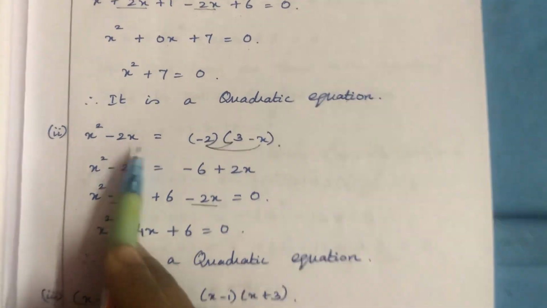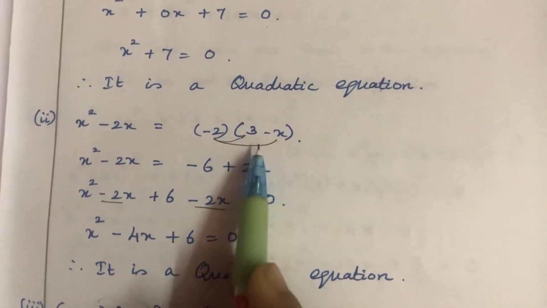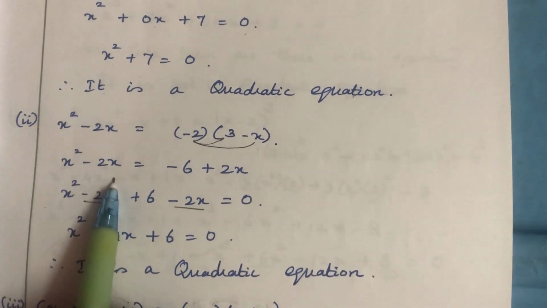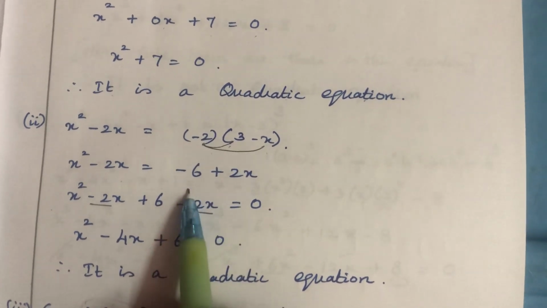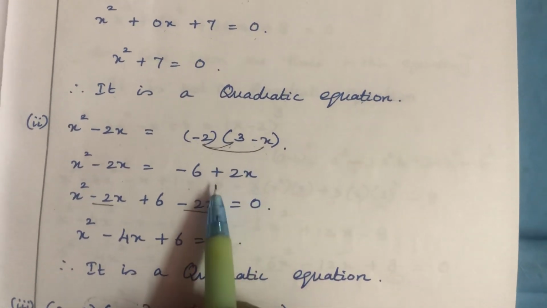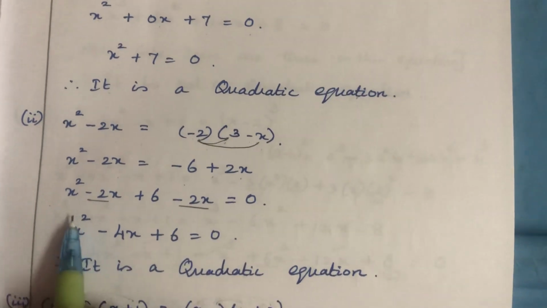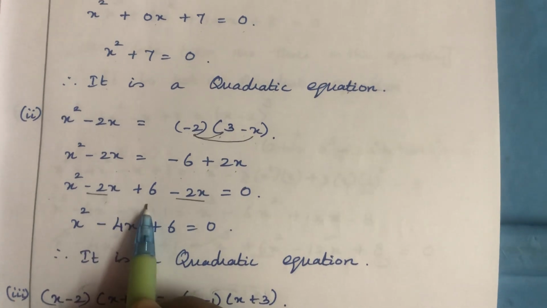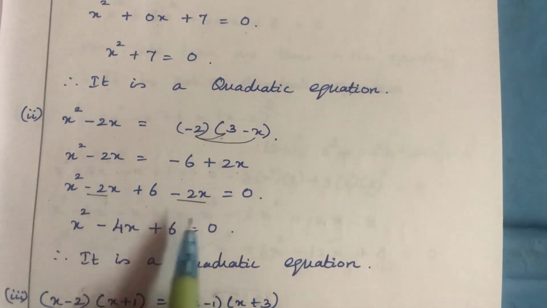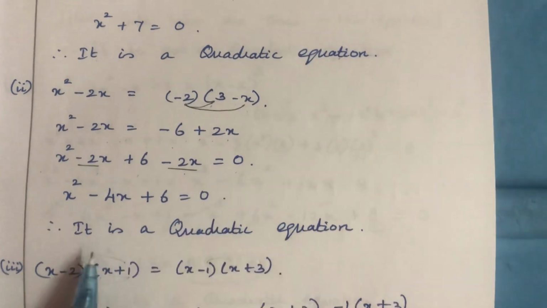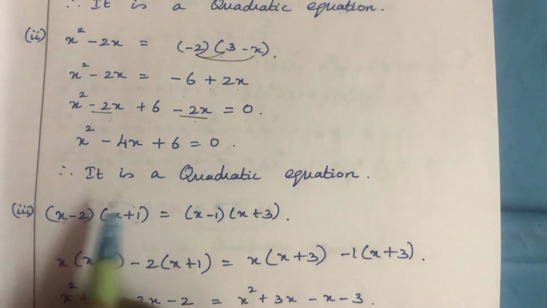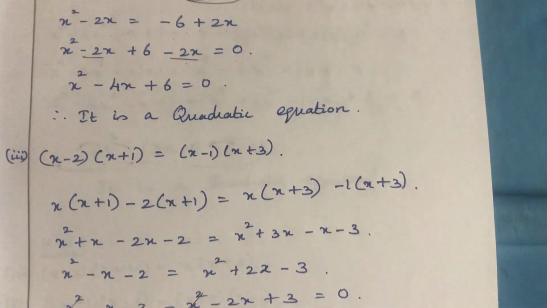Second sum, x square minus 2x is equal to minus 2 into 3 minus x. Here x square minus 2x is equal to minus 6, minus and minus, so it is plus 2x. We will get x square minus 2x. Bring this minus 6 to this side, we will get plus 6, plus 2x. When I bring it to this side, it is minus 2x is equal to 0. So x square minus 4x plus 6 is equal to 0. Again, this is a quadratic equation.